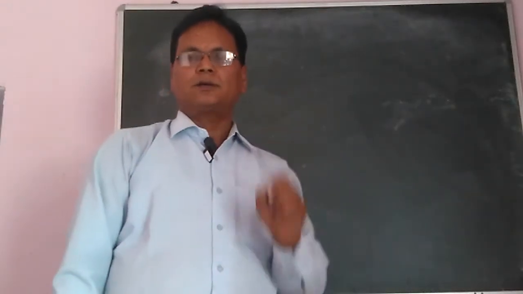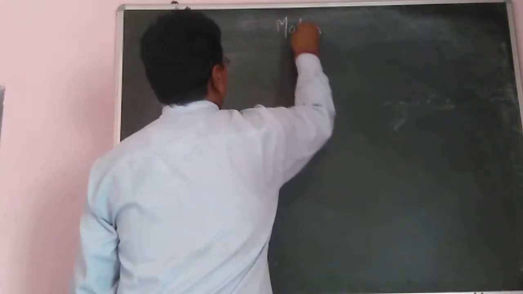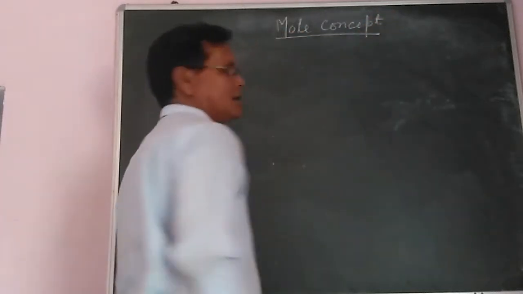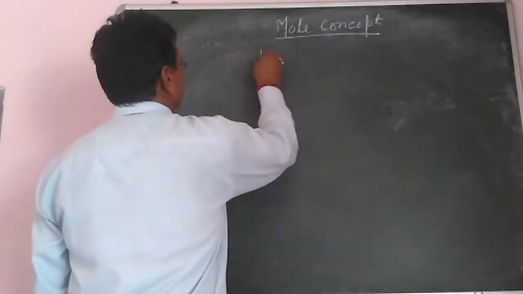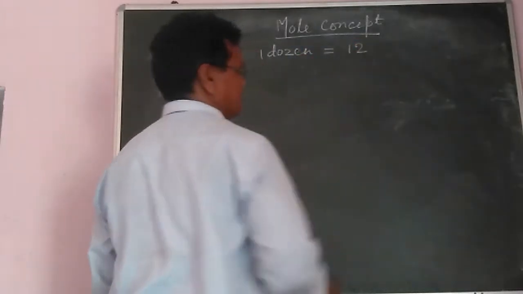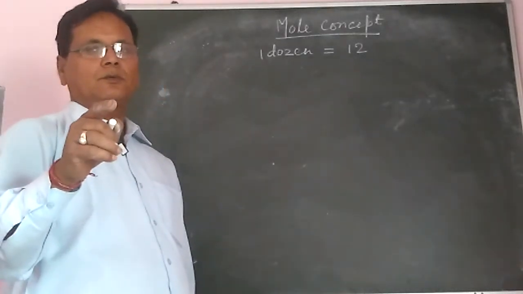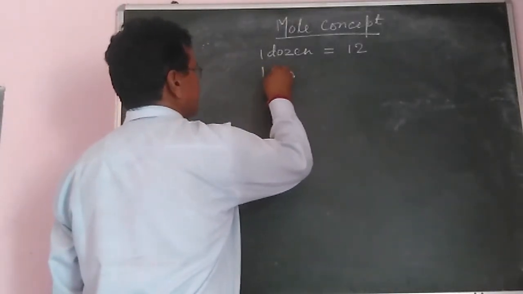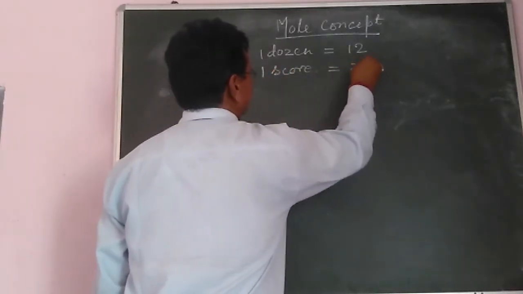Now I am going to start the topic today, mole concept. As we know, 1 dozen is always equal to 12. It means we represent 1 dozen is equal to 12. If you are asked how many are in one score, that is equal to 20.